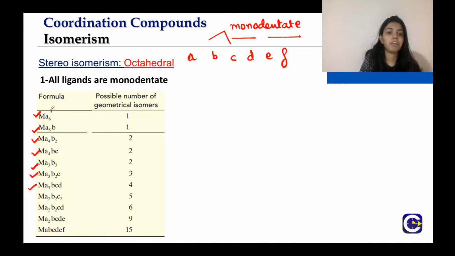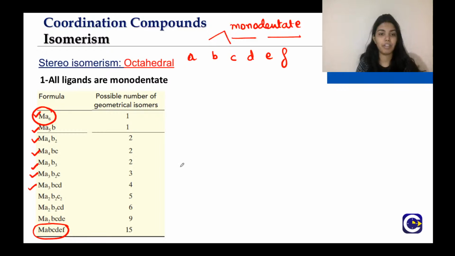That means from starting with all the 6 ligands being the same, here we are ending with all the 6 ligands being different. So different geometrical isomers will be possible for these complexes. However, we need to focus upon a few only. These are the possible complexes in which only one type of ligand, the monodentate ligand, is present. Here all the ligands are monodentate in nature.